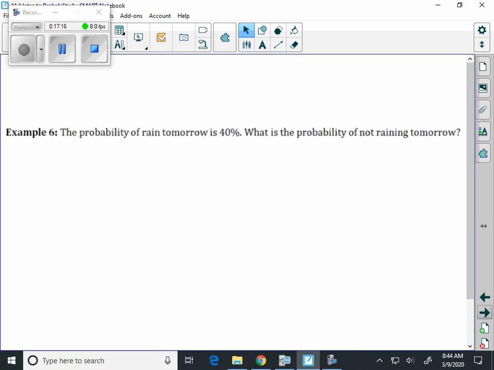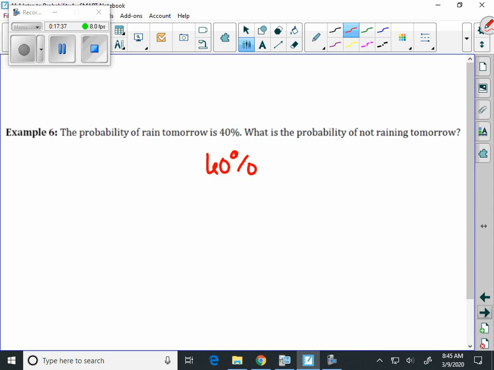So as we flip our paper over to finish here, it says the probability of rain tomorrow is 40%. So what is the probability of not raining tomorrow? Well, if 40% is, then 60% is not. And if you want a mathematical equation for that, what you did is you took 100% minus 40%, and there's where the 60% came from.